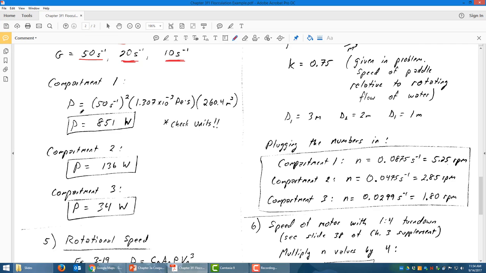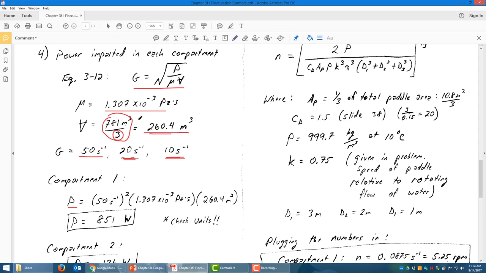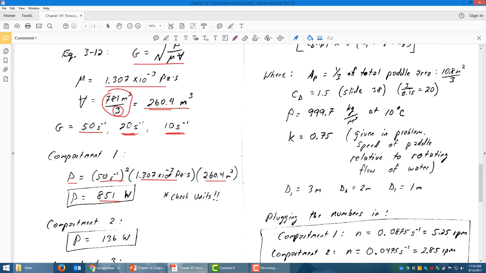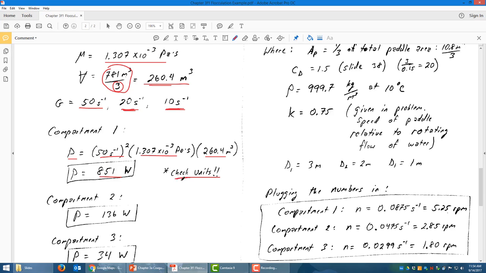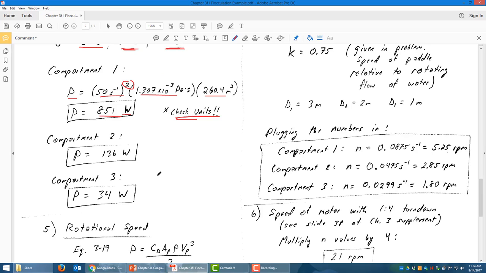In compartment 1 then, we can calculate P, the power imparted to the water, by solving this equation. This is our G, this is our viscosity, and this is the volume of that compartment, and we calculate that our power is 851 watts. You need to prove to yourself that per second squared times Pascal seconds times meters cubed does give you watts. Make sure you understand that. We do the same calculations for compartment 2 and we get 136, and for compartment 3 we get 34.